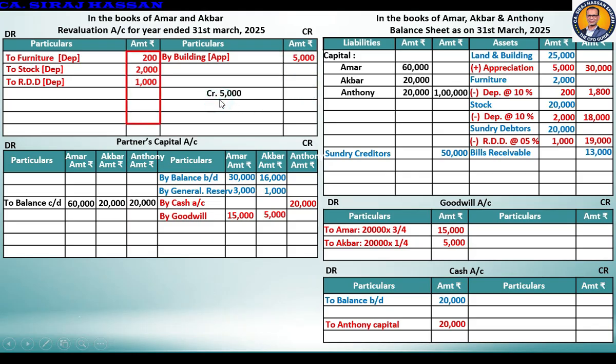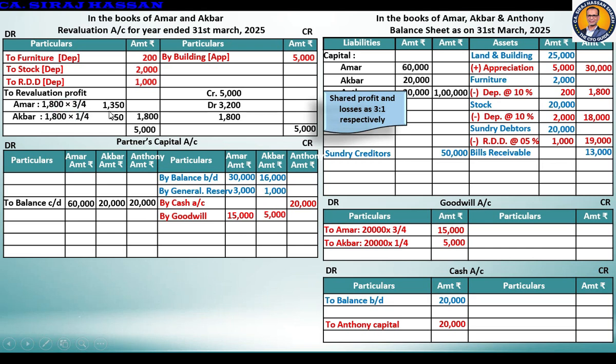So first we proceed to close the revaluation account. The credit side total is 5,000 and the debit side total is 3,200. So we are getting a differential amount of 1,800, which is a revaluation profit. This revaluation profit will be credited to the partners' capital accounts in the ratio of 3:1. Amar will get 1,350 and Akbar will get 450. So here the journal entry should be revaluation account debit to partners' capital accounts. Then we close the partners' capital account. Anthony 20,000.